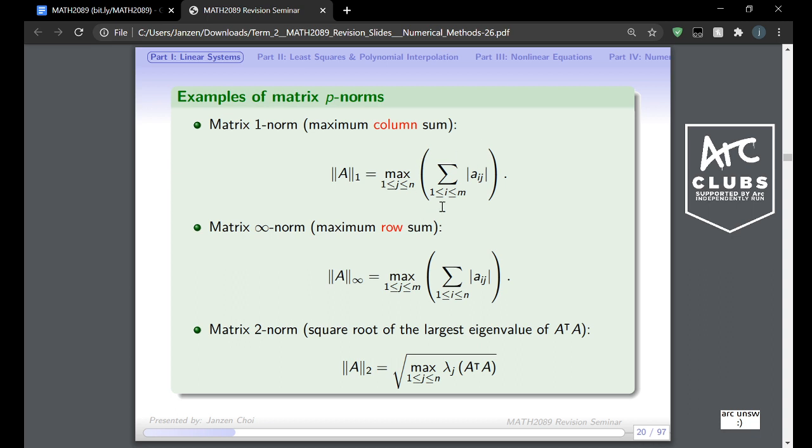So the one norm of the matrix can be calculated by finding the maximum column sum. Basically, for each column, you take the absolute value of the elements and sum them together, and the one norm will be the maximum of those sums. For the infinity norm of the matrix, it's the same thing as the one norm, except you're doing the rows. And finally for the two norm of the matrix, you find A transpose A and calculate the square root of the maximum eigenvalue of that matrix.